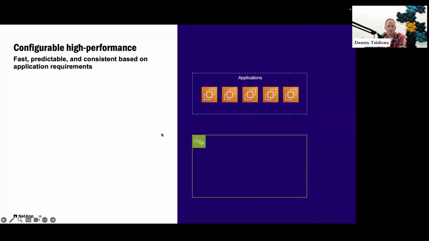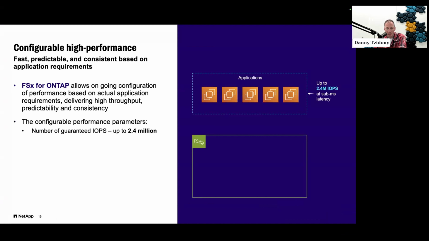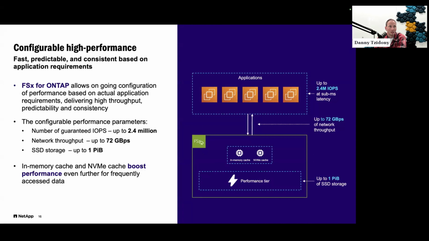So let's talk a little bit about the performance aspects. What performance can we get from FSX? Essentially, you get to configure your performance according to the application, according to the throughput that you need. You've got the number of guaranteed IOPS. The maximum is up to 2.4 million. The network throughput is up to 72 gigs. The SSD storage is limited to up to 1 petabyte.